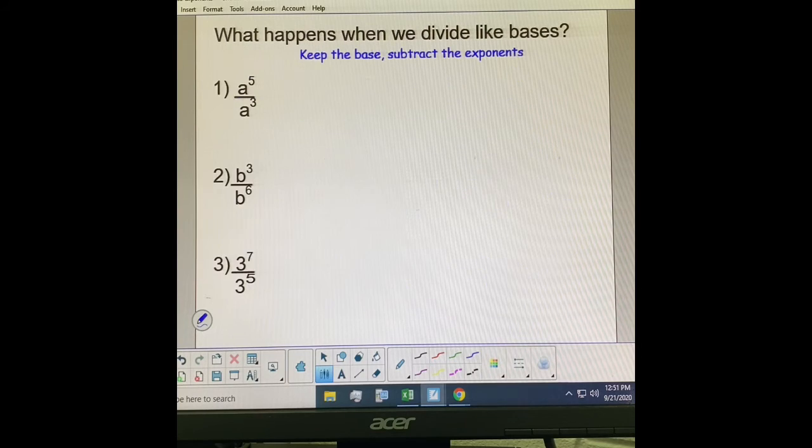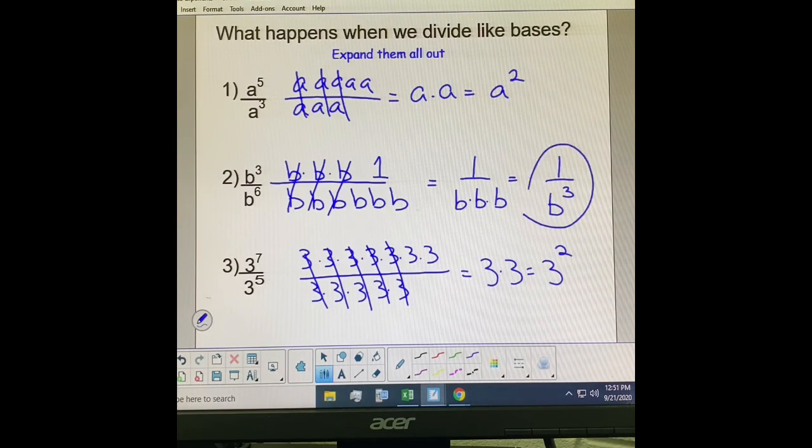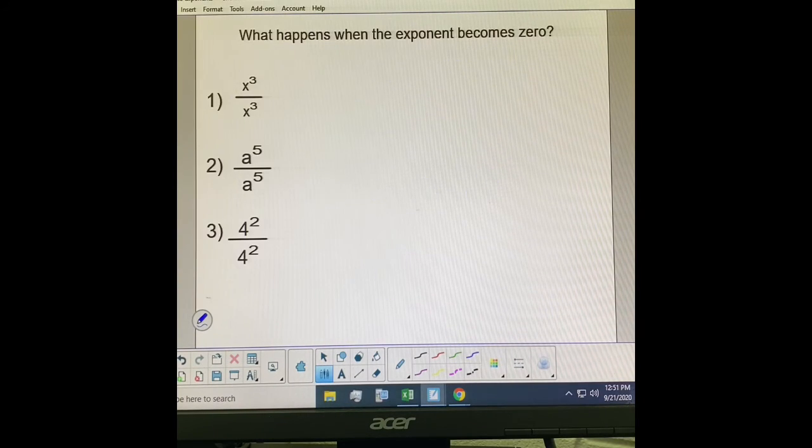When we're dividing like bases, we subtract exponents. A to the 5th divided by a to the 3rd is a to the 5 take away 3. Here we have b to the 3rd over b to the 6th, which is b to the 3 minus 6, which is b to the negative 3. b to the negative 3 can be rewritten as 1 over b to the 3. And 3 to the 7th divided by 3 to the 5th will give us 3 squared.